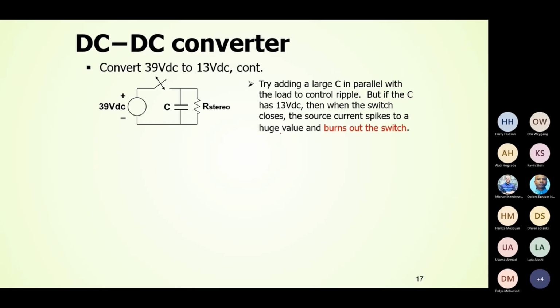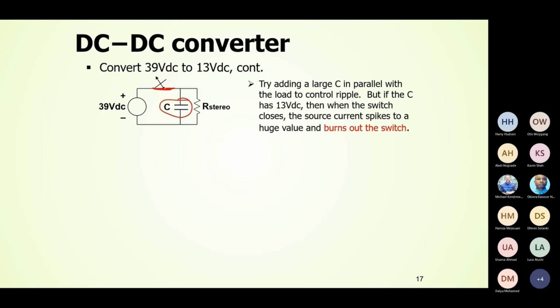So what if, to make sure that there is always some voltage across the stereo, we just put a capacitor, because you know a capacitor can hold the voltage. So if we add a large capacitor in parallel with the load to control the ripple, then what will happen when the switch closes? The source current spikes to a huge value and burns out the switch. It means there will be a huge current flow through this circuit, and this current flow will cause the switch to burn.